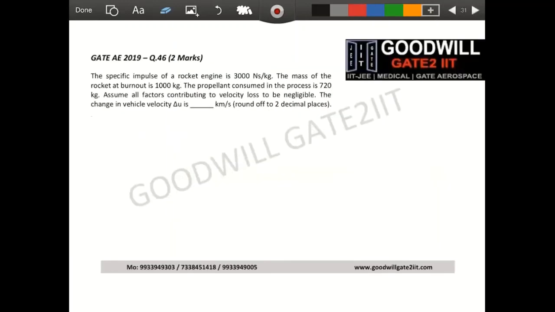Okay. Try out this. This is also 2019. Next question, question number 46. Think about this. The specific impulse of a rocket engine is 3000 Newton seconds per kg. Be very cautious. I'll again give you some time.